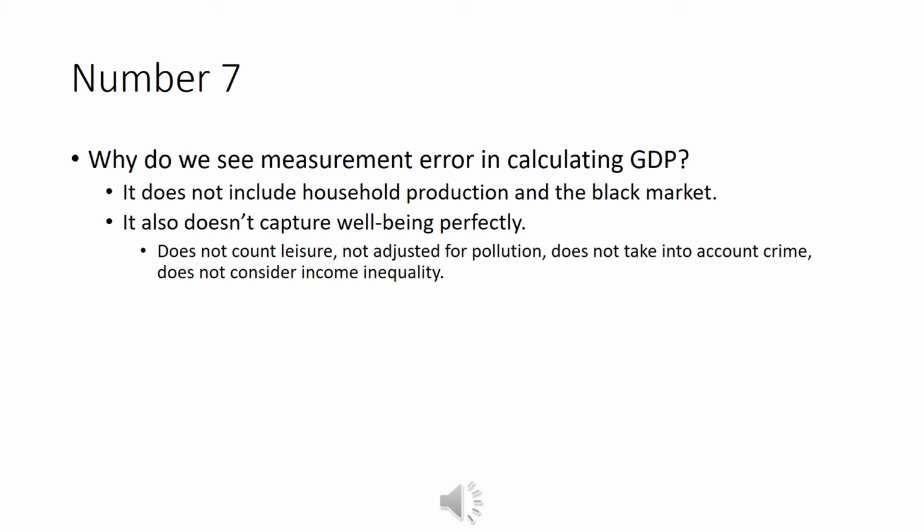So if we were able to reduce crime, so we spent less money on police officers and things like that, that would count against GDP, even though society would be better off. And finally, GDP doesn't take into account the disparity in income between individuals within the country. So there's no count for income inequality.